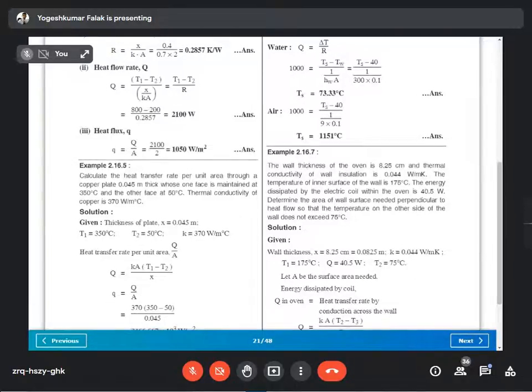They are asking you to determine the area of the wall surface needed perpendicular to the heat flow so that the temperature on the other side of the wall doesn't exceed the limit. In that case, x is given as 8.25, so it is converted into meter.